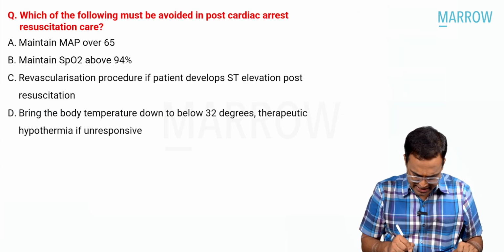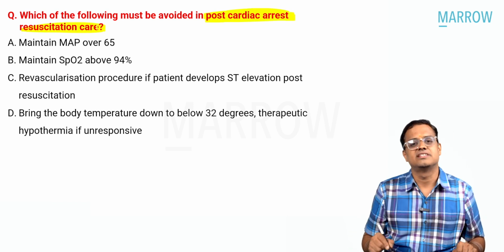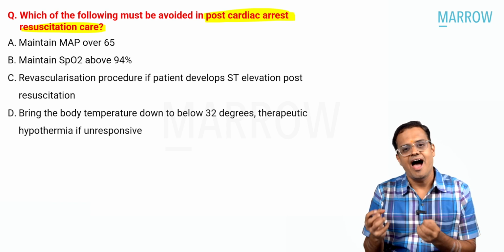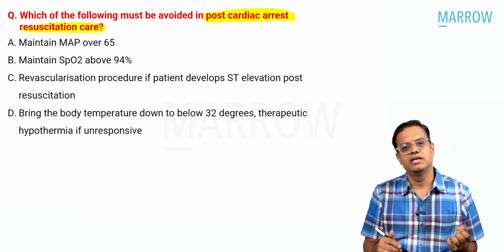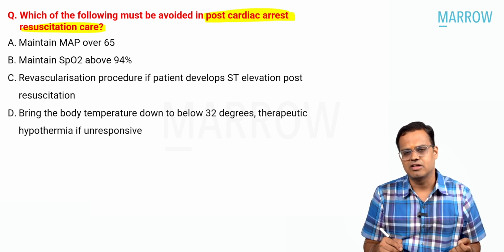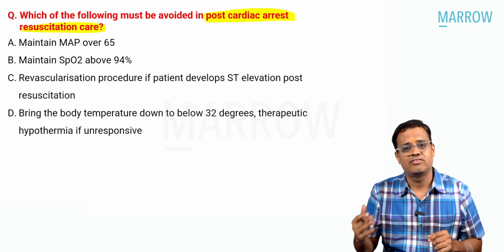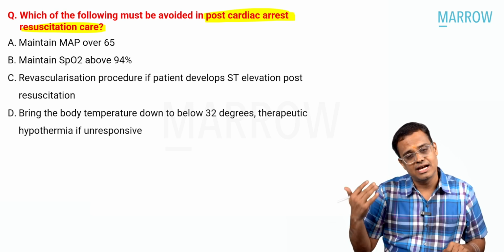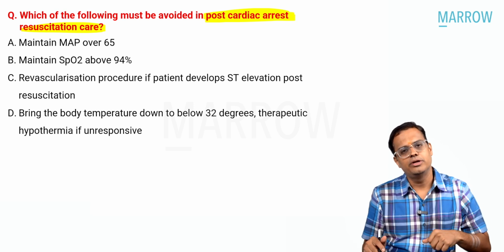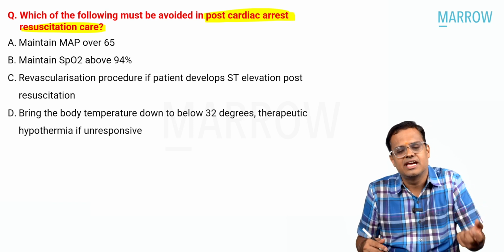Which of the following must be avoided in a patient with poor cardiac arrest resuscitation care? And again, this is a straightforward question. Well, not straightforward, but this is one of the star areas after 2020. Every year they are asking one question definitely on basic life support and advanced cardiac life support. Advanced cardiac life support doesn't end after getting the circulation. Post cardiac resuscitation care has been included in the 2020 guidelines. So from 2020, I have also started telling you about these guidelines, post resuscitation care.